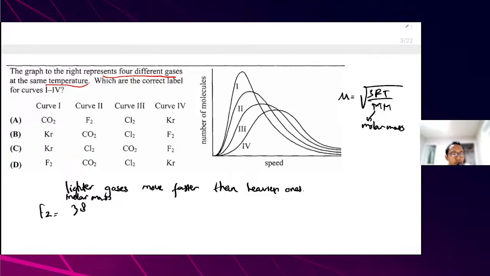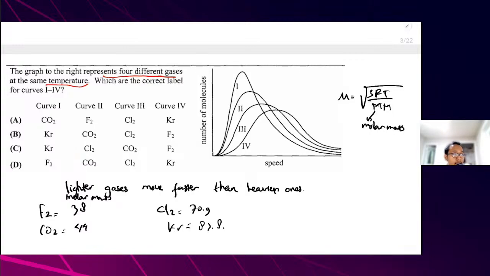Just knowing the general concept, at the same temperature, the lighter particle with the lighter molar mass will move faster than the heavier ones. Just knowing this concept, we can solve this problem. F2, and then CO2, whose molar mass is 44. Cl2 is 70.9. Kr is 83.8. So now, which one is the correct label?